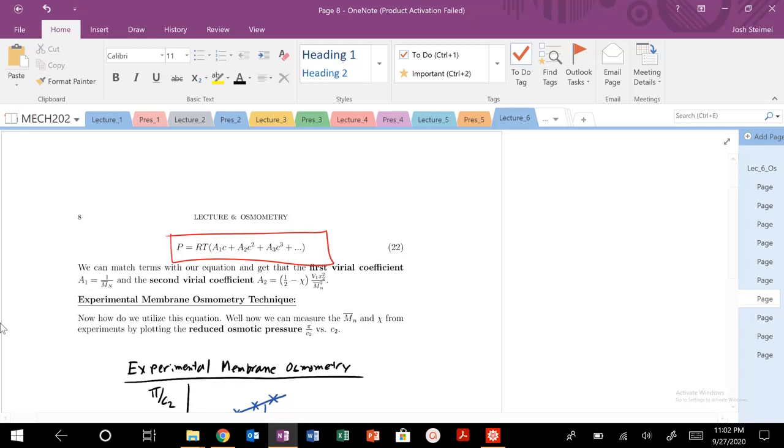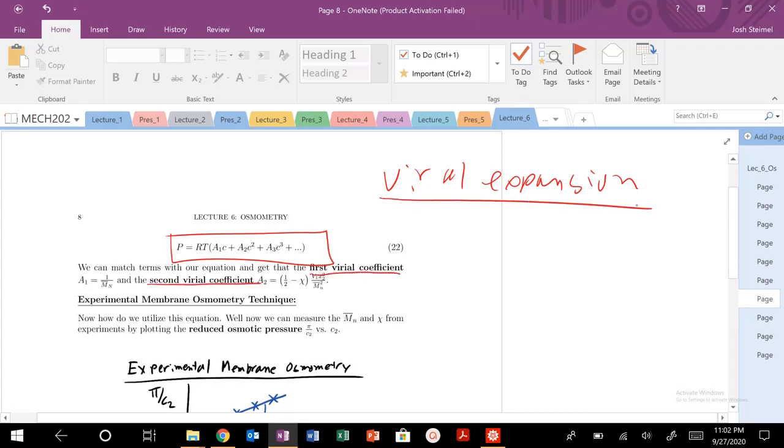If you've taken several thermodynamics courses, specifically any statistical mechanics courses, you'll see this expression appear over and over again, and specifically these virial coefficients. The virial expansion is pressure as a function of these concentrations, and each of these virial coefficients, A sub 1, A sub 2, A sub 3, is what we're going to quantify here.